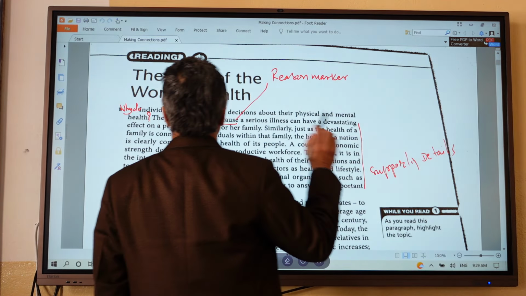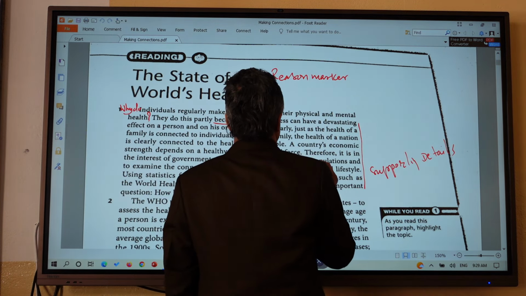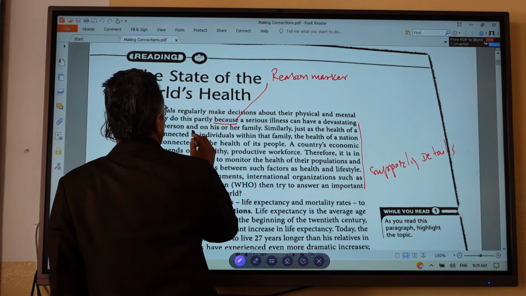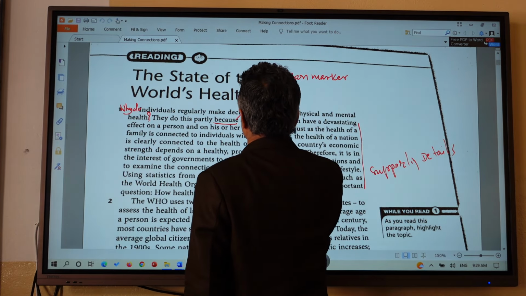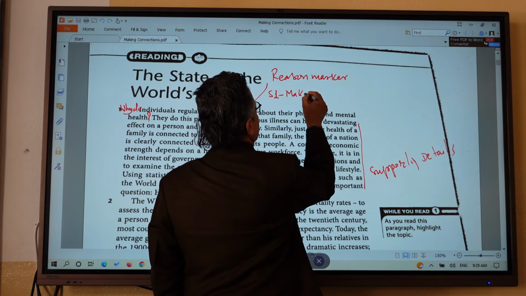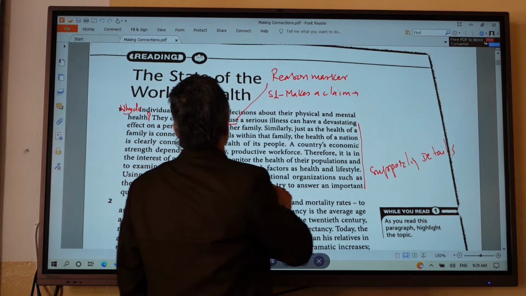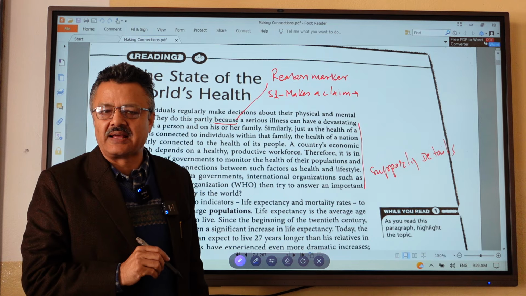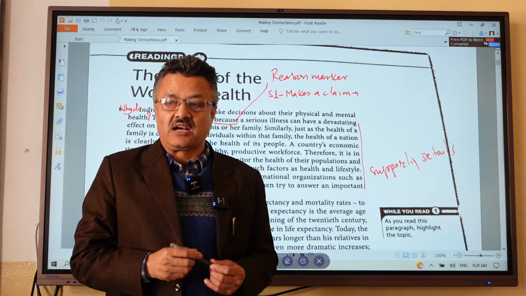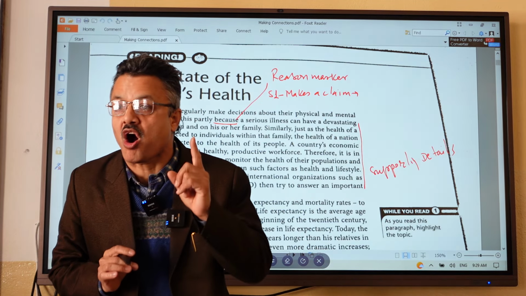Okay, now move ahead. Wait a minute. They do this partly because a serious illness can have a devastating effect on a person and on his or her family. Now look, sentence one makes a claim. What claim? Individuals regularly make decisions about their physical and mental health. Claim, assertion.